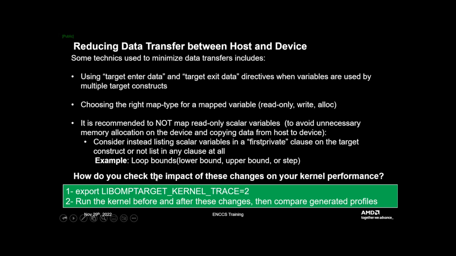Now, how do you check the impact of this change? If you want to change this in your code, how do you check that? It is simple. You export the libomptarget kernel trace environment variable, and you run your code before and after this change. Then you compare the generated profiles to see what is the cost associated with each of them. Are you paying more for something or not? You will know from the profile you got.